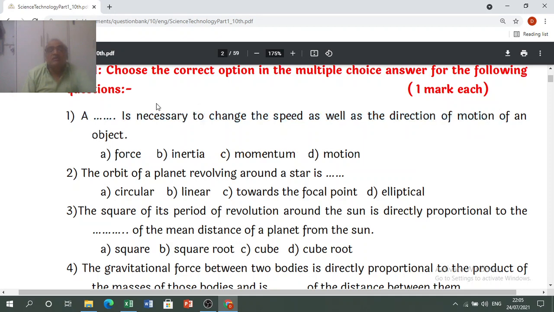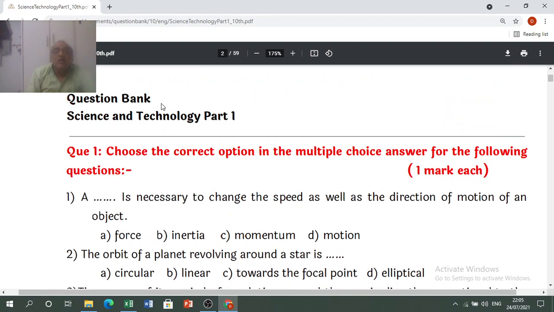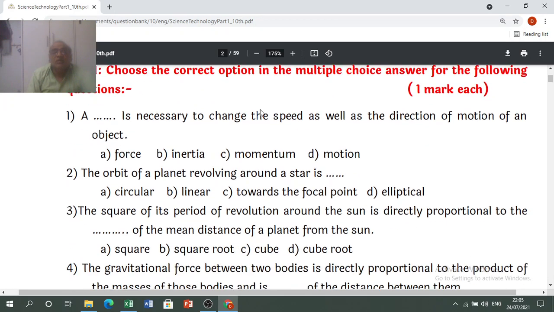Okay, for that purpose, there is 25 questions from science part first and part second, 25 questions from history and geography, 25 questions from mathematics, and 25 questions from English. Okay, then for that purpose, we study today question bank of science and technology part first.